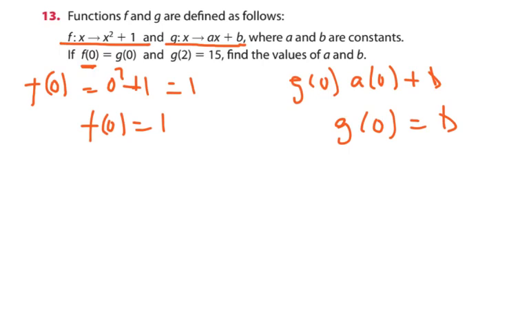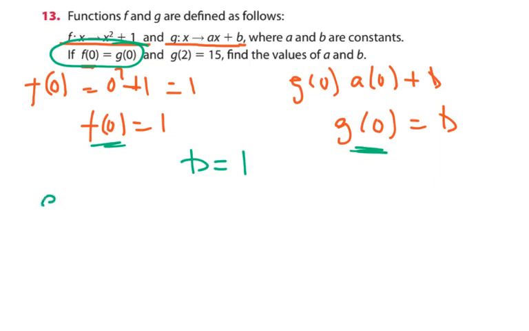And it said, I'll do this in green, if f of 0 is equal to g of 0 and g of 2 is equal to 15, find the values of a and b. So using the first bit in green, if f of 0 is equal to g of 0, well then obviously those two are the same, so b is equal to 1. Because if f of 0 is equal to g of 0, they're both equal to 1. So b is equal to 1.